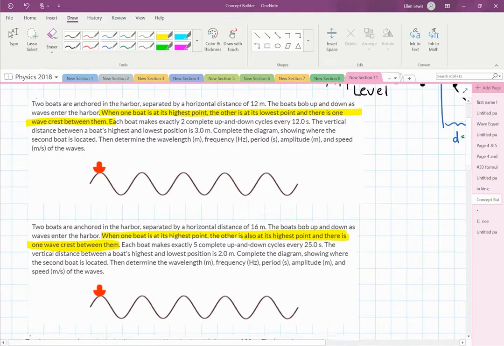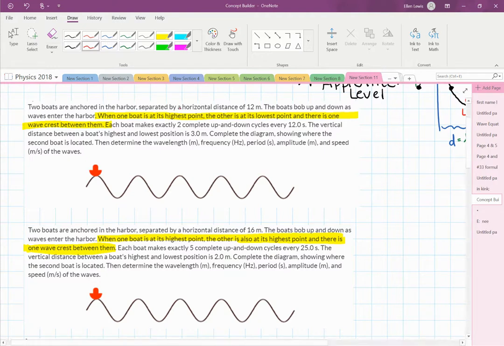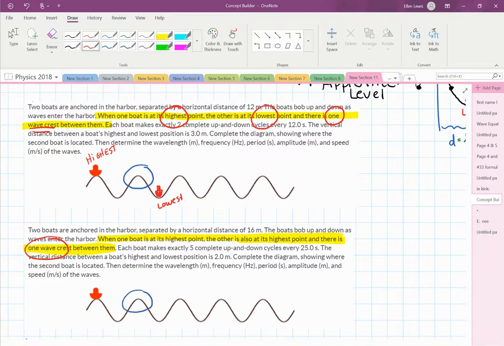And we can compare the first two questions where in the first one, we have the first boat at the highest point and the second boat at the lowest point, and we're going to have one wave crest between them. So this guy is at the highest point. I'm going to make sure that there's going to be one wave crest and make sure that the second boat is at the lowest point. And in the second example, we're still going to have one wave crest between them. There's the one wave crest, except now the first boat is at the highest point and the second boat is also at the highest point. Okay, so highest, I'll use H for highest and highest.